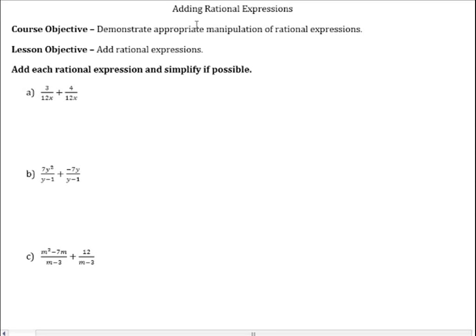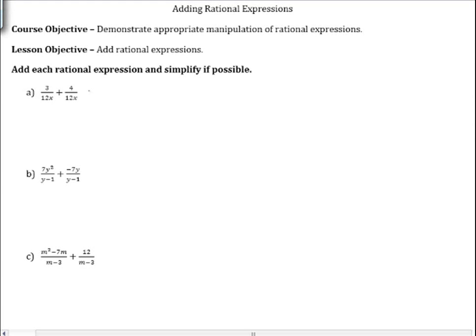This video is about adding rational expressions. Just remember, rational expressions are fractions, and when we add fractions together, we need to make sure that we have the same denominator. In our first example, 3 over 12x plus 4 over 12x, our denominators are the same.